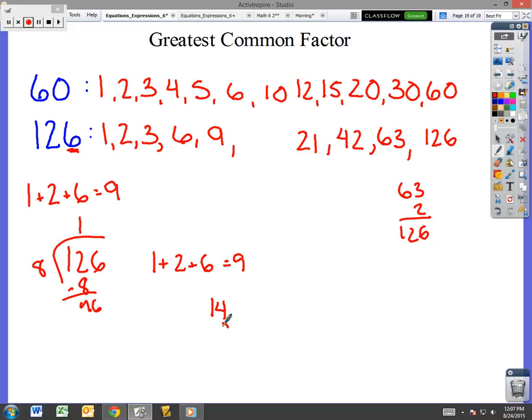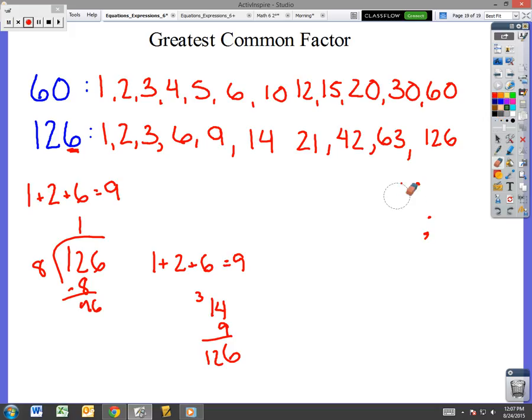Always good to double check. 9 times 14, that's 126. Good. And now I got to make that number 14. I'm going to hit 10, no. 11, no. 12, no. 13, no. We already hit 14, so we're done.